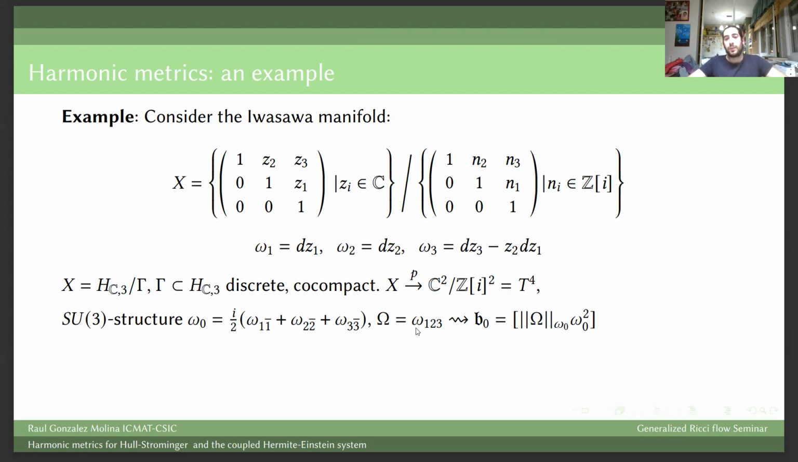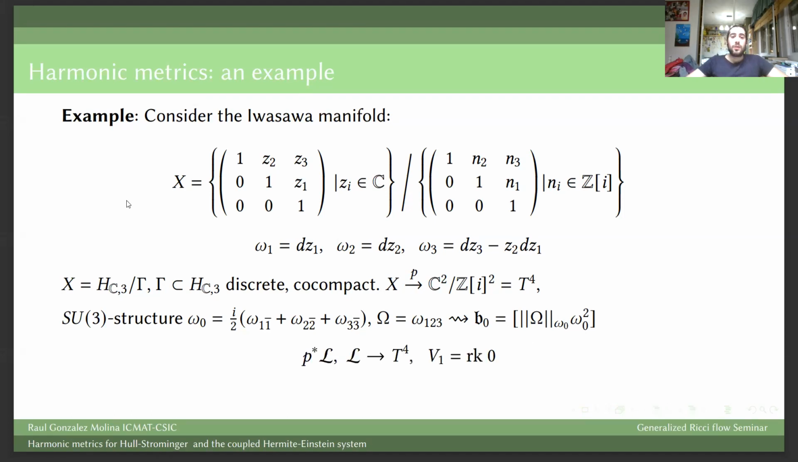So this is a metric, and this omega 1, 2, 3, whenever I write these subindices, these are understood to be wedge products. This is a holomorphic volume form. And so, as I said, this metric is balanced, and the norm of this holomorphic volume form with respect to the metric is a constant, just because of invariance. So this selects for me a balanced class, which I call B0.